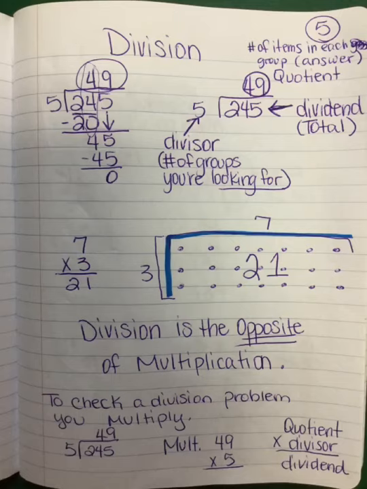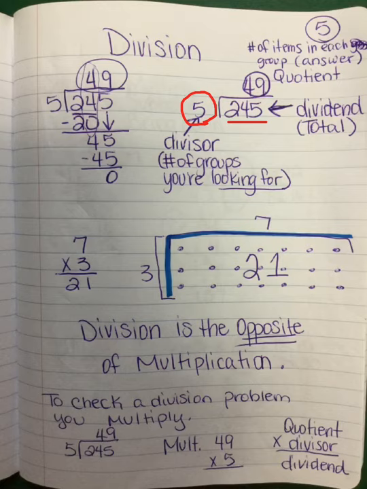Okay, here are our notes for division. You might want to pause the video at some point so you can record them. But basically what we talked about was how the number on the inside of the house is the dividend, which is where your total goes. The number on the outside is your divisor. This is the number that you're dividing by, and that is where you are dividing the number of groups.